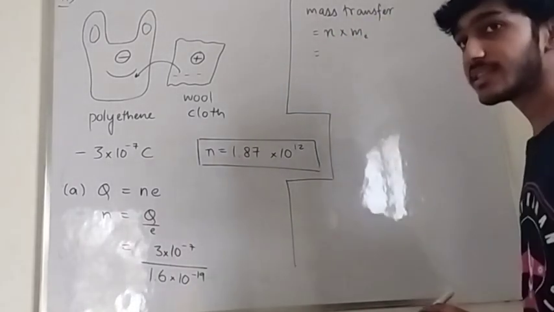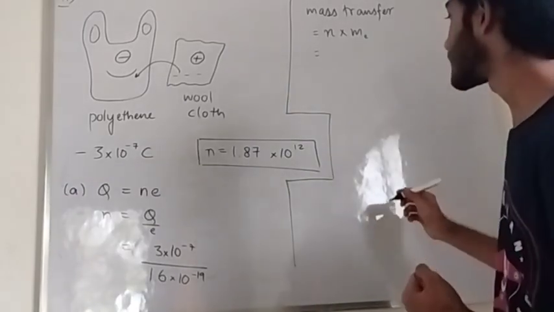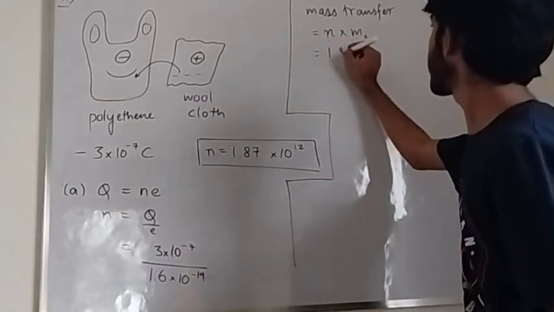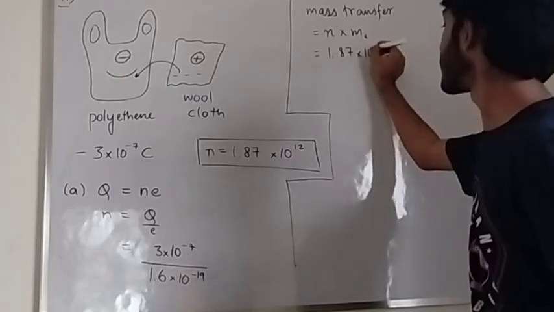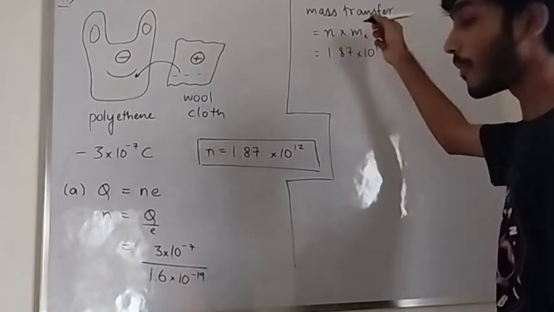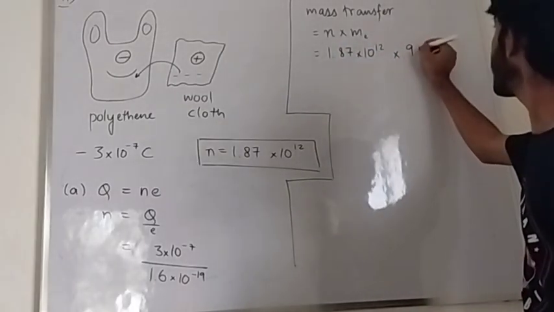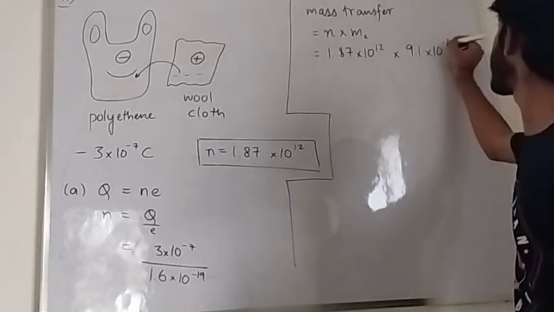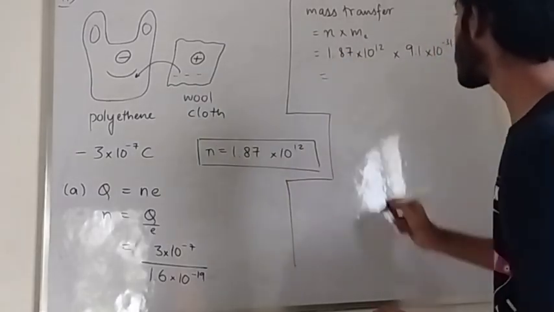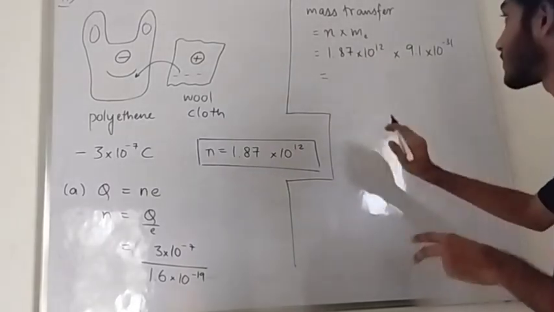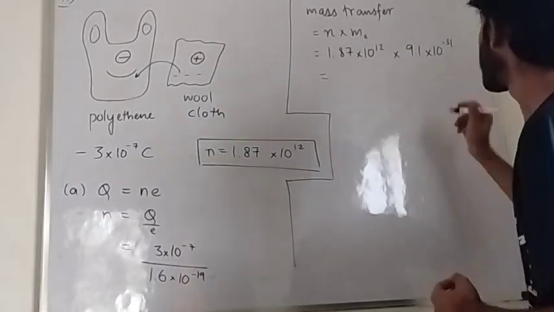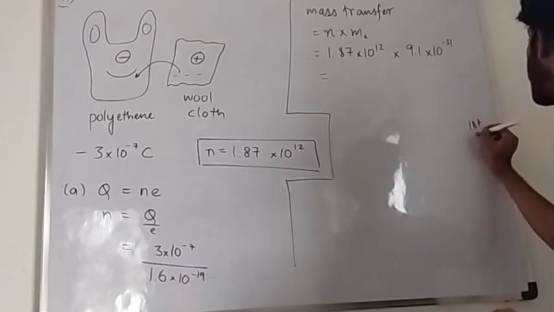First of all, the answer is yes. They have asked if mass transfer will occur or not. So we will multiply this number 1.87 into 10 to the power of 12 into the mass of an electron, that is 9.1 into 10 to the power of minus 31 kg. The answer will come in kg because this is unitless, it's just a number. So we will multiply this really quick here.